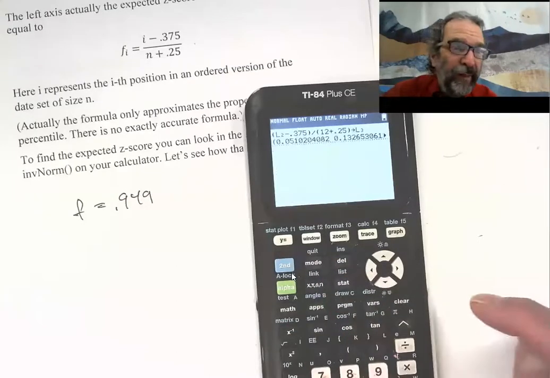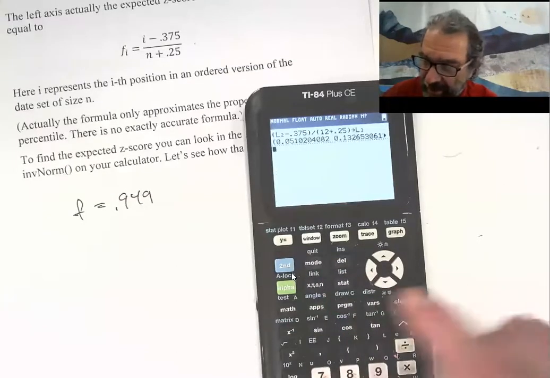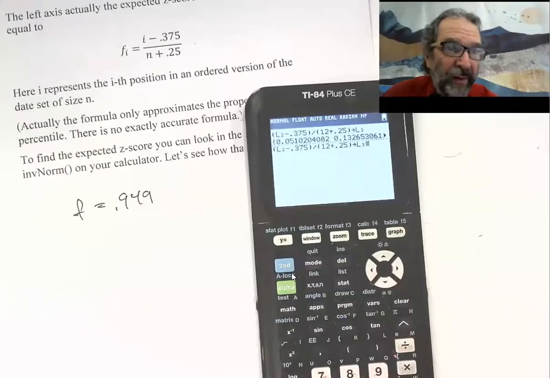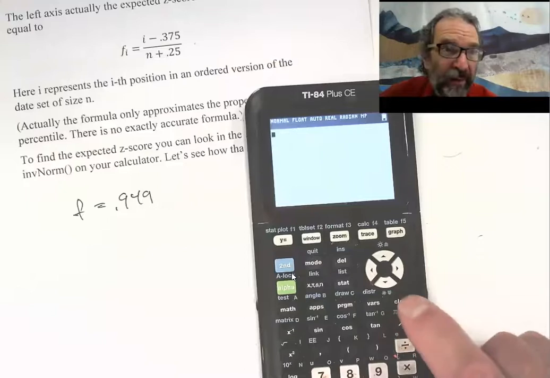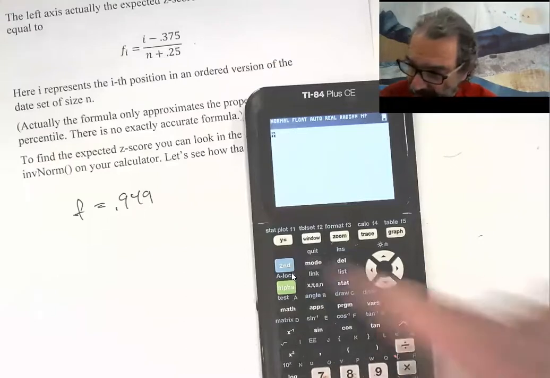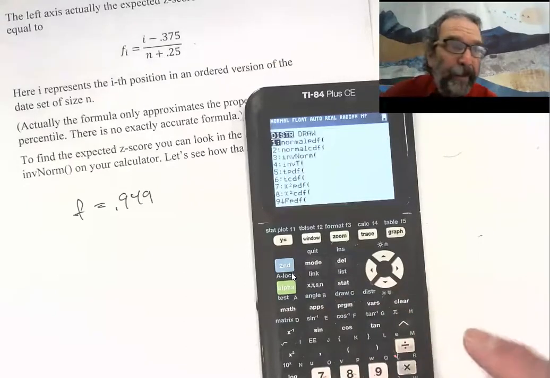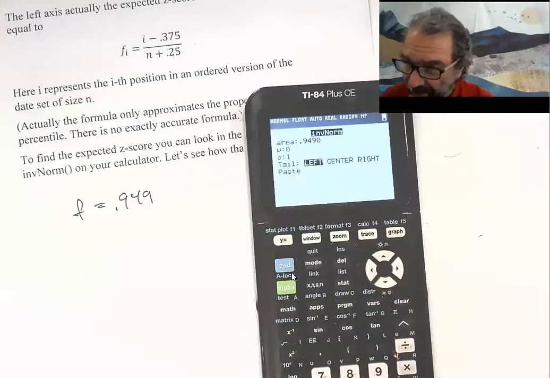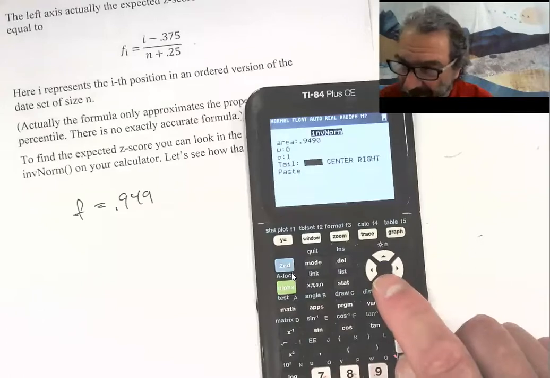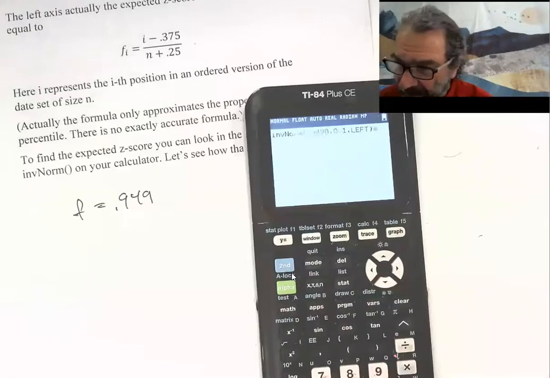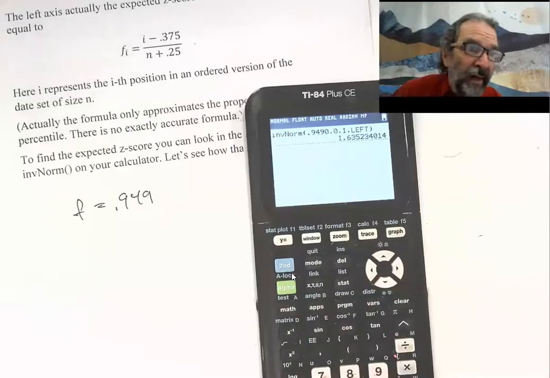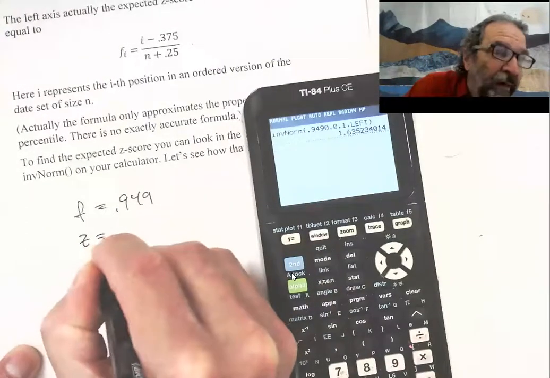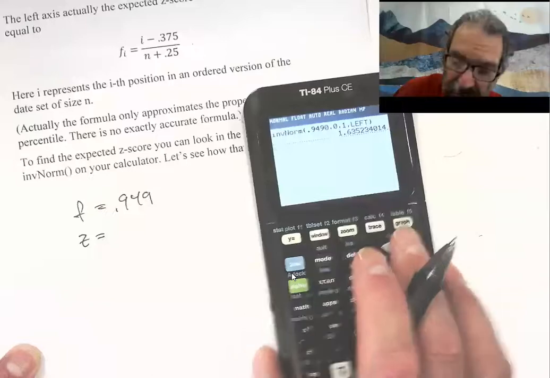Okay. And then I wonder if I go second enter, whether it'll type it for me. No, I don't want to do that. Okay. Clear, clear, clear. So I go second distribution. I go inverse normal. I go there. 949, paste, hit enter. And I get the z, 1.6352.